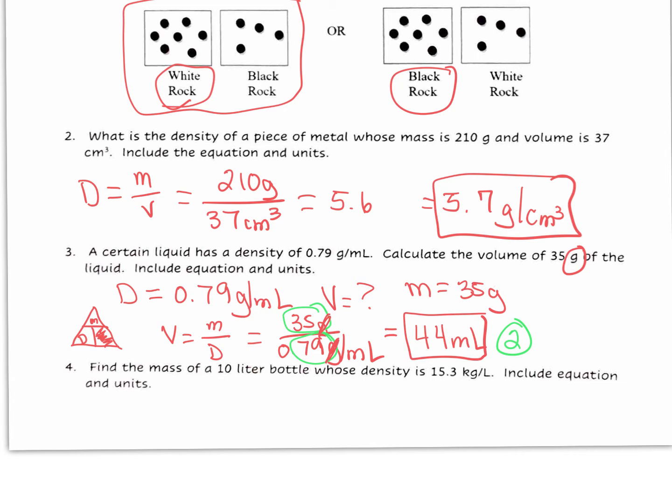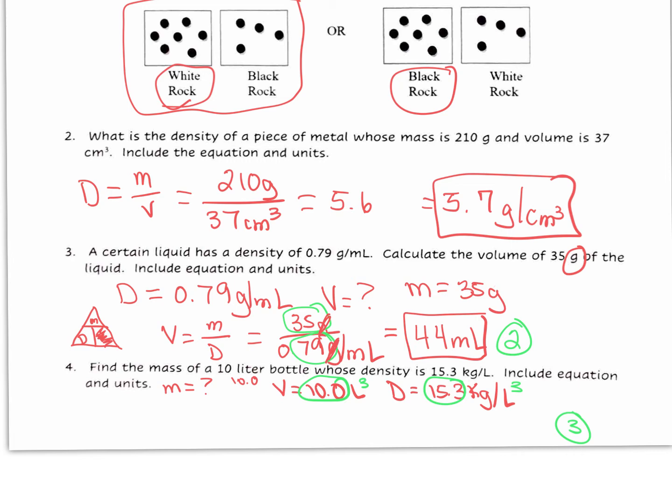All right, number 4. Find the mass. So this time we're finding the mass of a 10-liter bottle, and I want to make this 10.0. I should have typed it in there like that, but as 10, I can only keep one significant figure, and I don't want to keep one. So volume, we're going to say 10.0 liters, and then the density is 15.3 kilograms per liter. All right, so in this situation, I have 3 significant figures here, and I have 3 there.